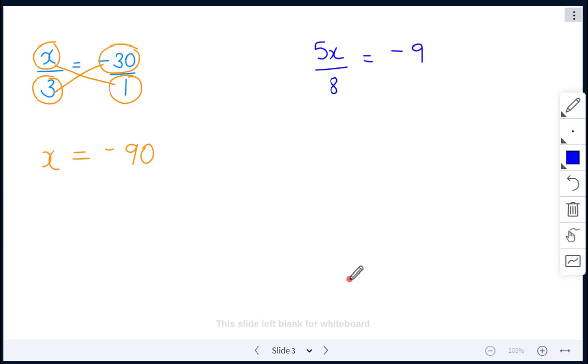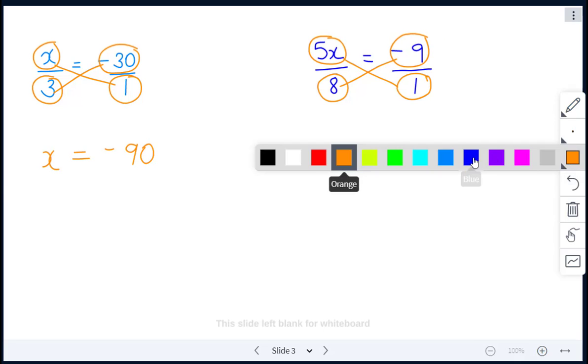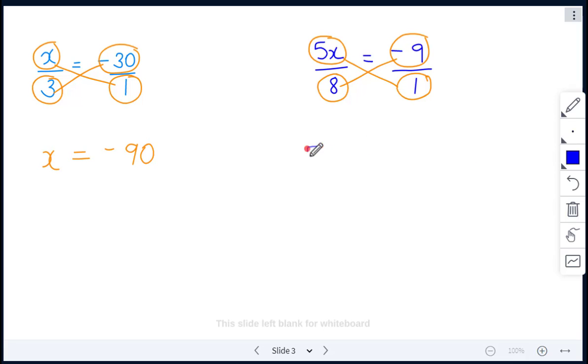Okay, so our second example here, we have 5x over 8 is equal to negative 9. So if you're using the cross multiplication method, just remember it's negative 9 over 1. And so what you're going to do is cross multiply. So you're going to take 5x and multiply it by 1, and put that on your left-hand side. Then you're going to take your 8 and multiply it by negative 9 and put that on your right-hand side. So it would look something like 5x times 1, which is just 5x. And then it's equal to 8 times negative 9, which is negative 72. All right, and now you would continue and solve for x.